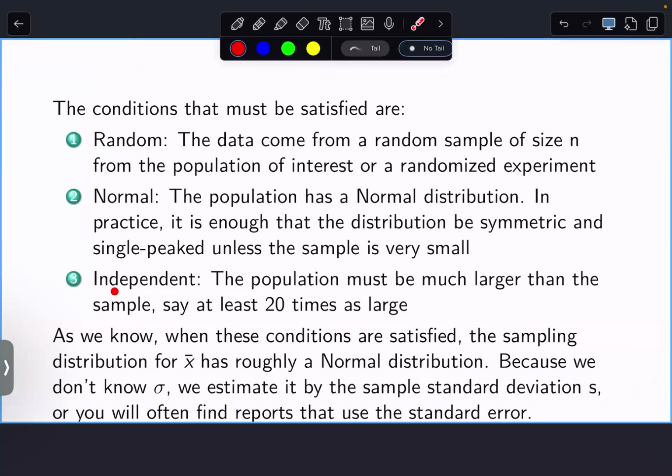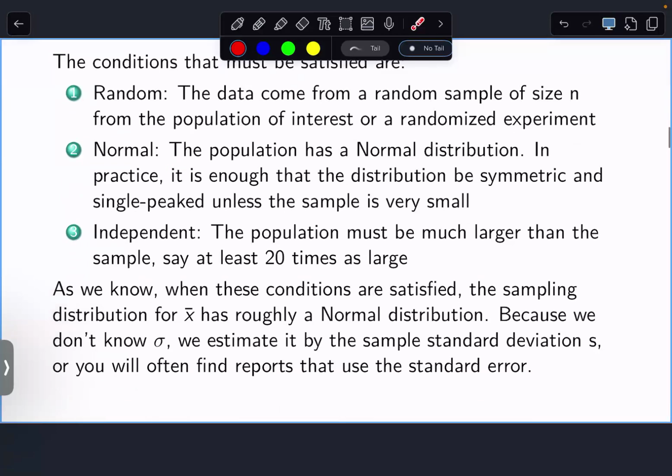I'm going to skip this condition. So here's a summary of the conditions. It has to be a random sample, so that's the independence condition, and then the normality. And we have that sample size condition. The population must be much larger than the sample, say at least 20 times as large. That's the same as the n less than 10% condition. And so I'm going to skip this condition. I used to do it, but now I don't. Okay.